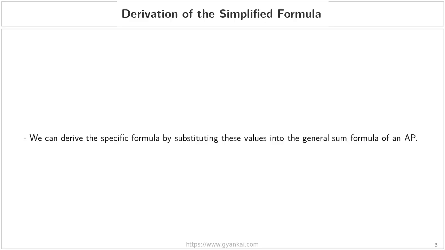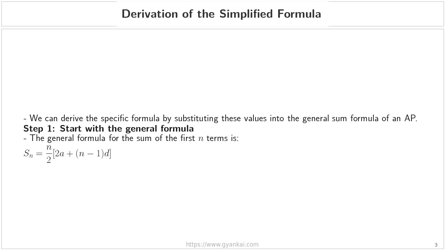Derivation of the simplified formula. Now that we have identified our key components, the first term, the common difference, and the number of terms, let's see how we can arrive at our new simplified formula. We don't actually need to memorize a brand new rule. Instead, we can derive it using the general arithmetic progression formula we learned in our previous lessons. Let's walk through this derivation step by step.